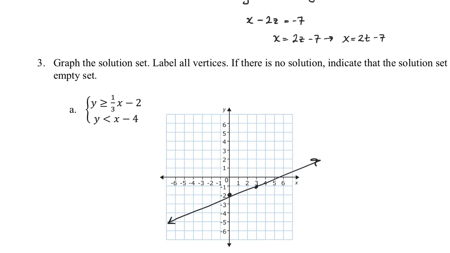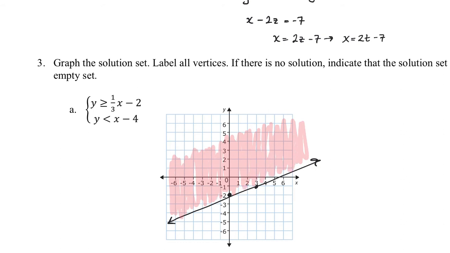Now decide where to shade. So I'm going to use a test point, 0, 0. If I plug a 0 in for x, here I get 0 minus 2, which is negative 2. And over here, if I plug a 0 in for y, I get the statement 0 is greater than or equal to negative 2, which is true. So that means we're shading above that line towards the test point, because the test point satisfied the inequality, so the test point 0, 0 needs to be in the solution set for that inequality.